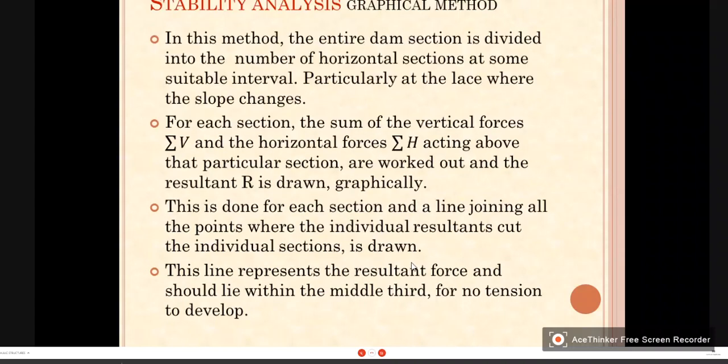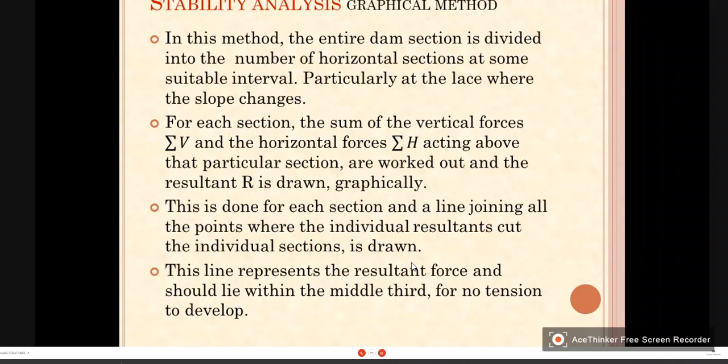Next one is the graphical method. Actually, we do not follow this method, but for exam purposes, we'll go through this. In this method, the entire dam section is divided into a number of gravity and horizontal sections. We'll take the horizontal sections first, at suitable intervals, particularly at the places where the slope changes. For each section, the sum of the vertical forces and horizontal forces acting above a particular section are worked out, and the resultant will be drawn.